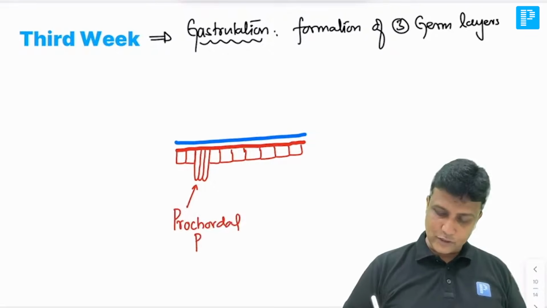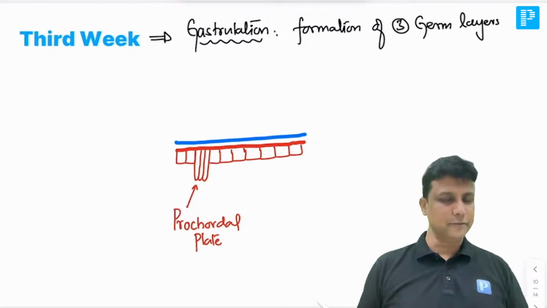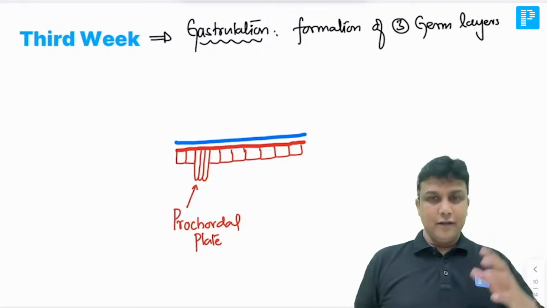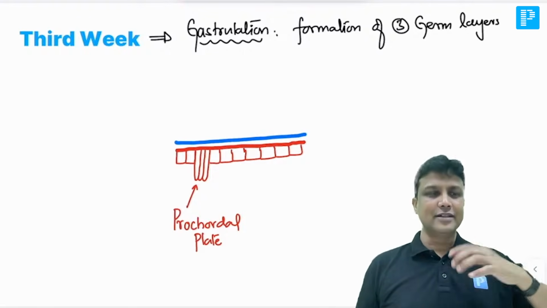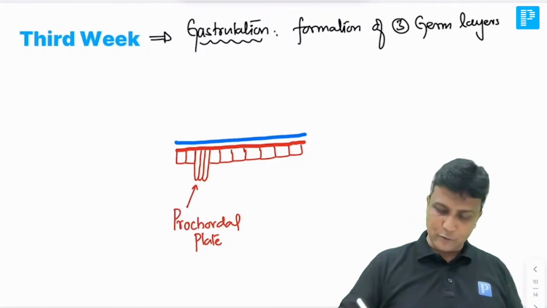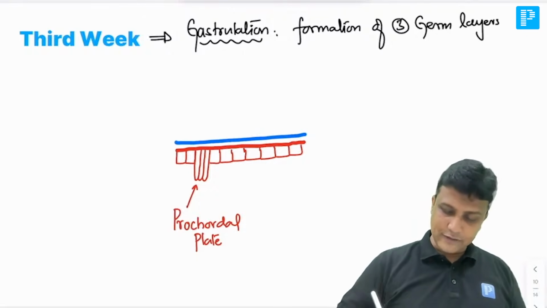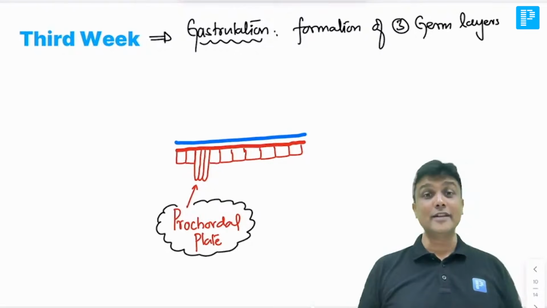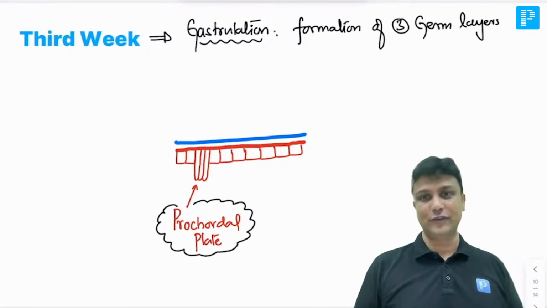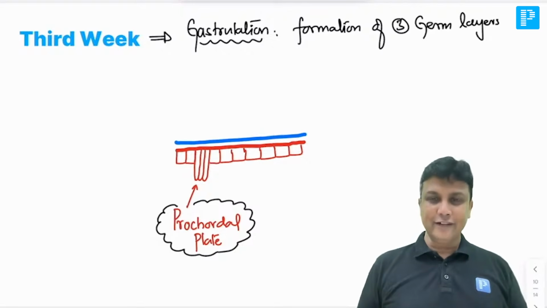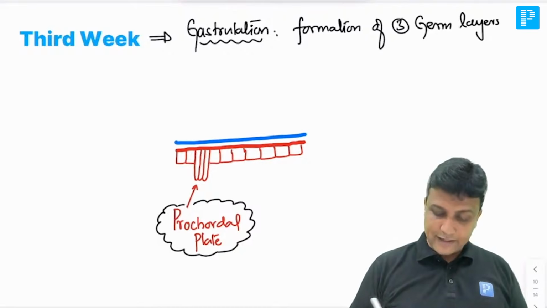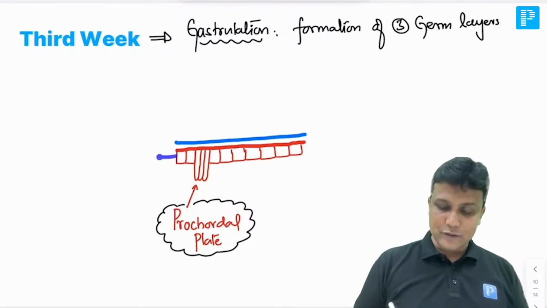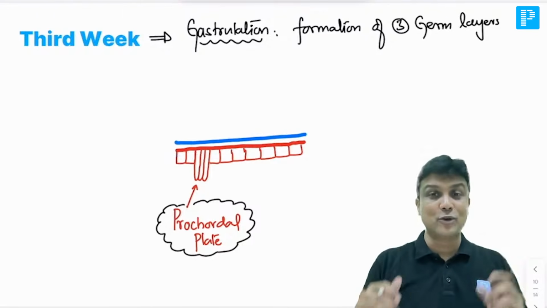This itself is referred to as what, guys? Prochordal plate. Is it clear? So in hypoblast, some of the cells are modified into tall and columnar, and that is known as prochordal plate. Now, sir, we understood the name, but what is the function of this one? What is the use of this one? My dear friends, remember, prochordal plate is an indication that on this side, the future head of the baby is going to form.